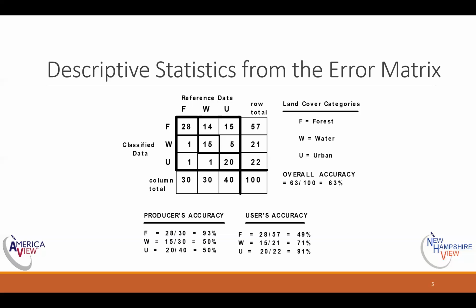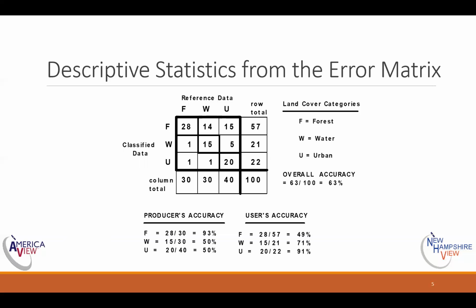Okay, so you're looking at both sides of the coin. You're looking at what got omitted from the map, but when it gets omitted from the map, it gets committed someplace else. So if it's omitted, if it's left out of the correct category, it's committed into the incorrect category. And producers and users accuracies allow us to look at those.